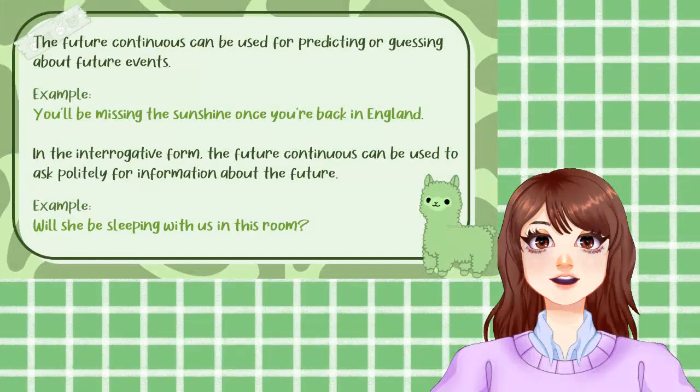The future continuous can be used for predicting or guessing about future events. For example, you'll be missing the sunshine once you're back in England. In the interrogative form, the future continuous can be used to ask politely for information about the future. For example, will she be sleeping with us in this room?